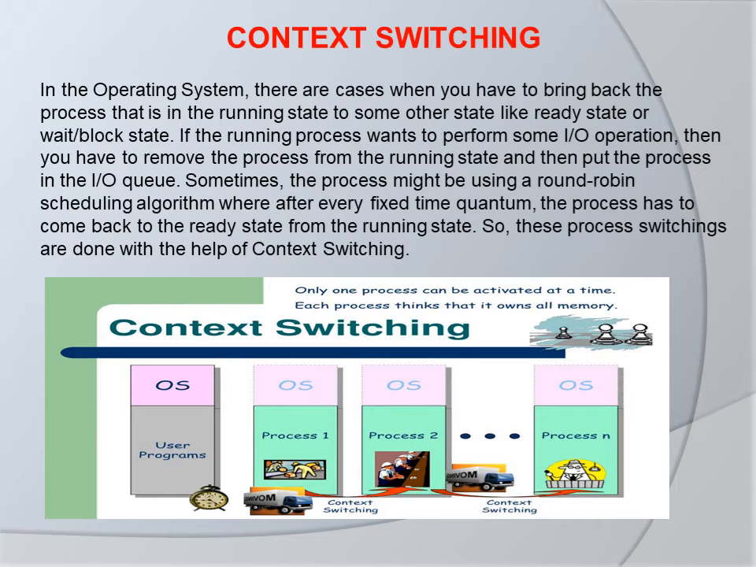Okay, so context switching means what? Only one process can be activated at a time. Each process thinks that all the memory is its own. Context switching, see in the diagram. First, the user program is there. Then process 1, process 2 and process n. Now, moving from process 1 to process 2, a little time is wasted, and this is called context switching. Moving from one process to another process, whatever time is required, is called context switching.